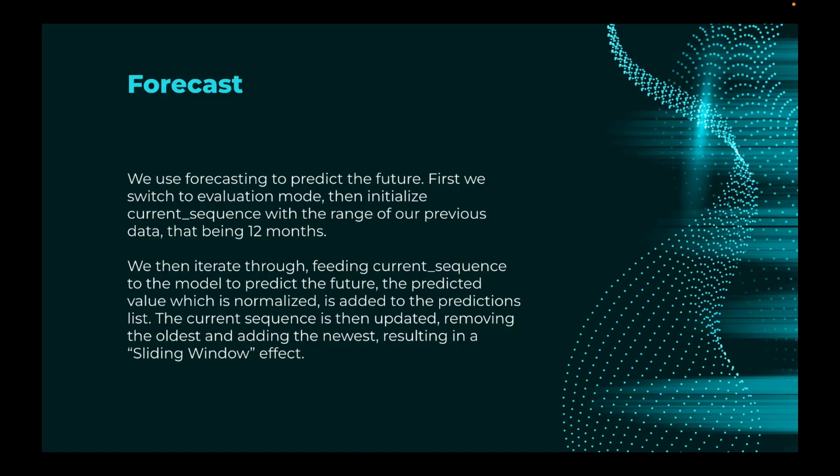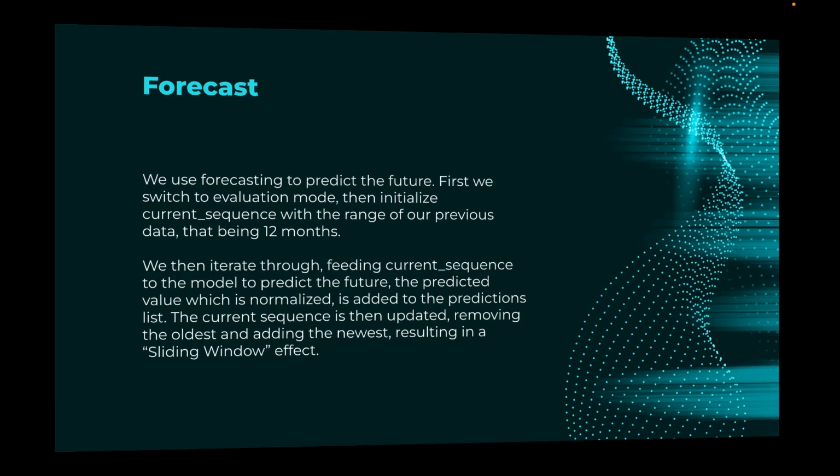Forecast. We use forecasting to predict the future. First, we switch to evaluation mode, then initialize current sequence with the range of our previous data, that being 12 months. We then iterate through, feeding current sequence to the model to predict the future. The predicted value, which is normalized, is added to the predictions list. The current sequence is then updated, removing the oldest and adding the newest, resulting in a sliding window effect.